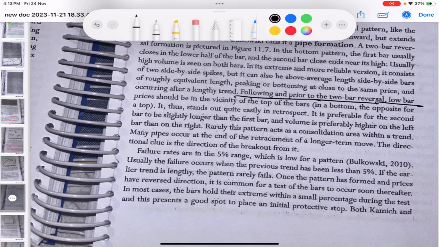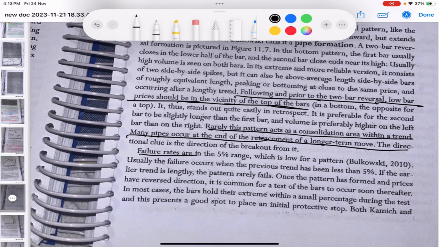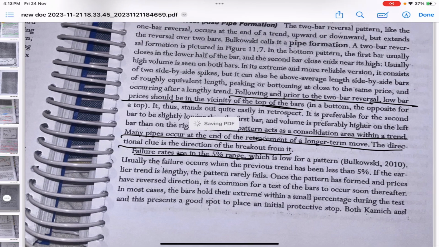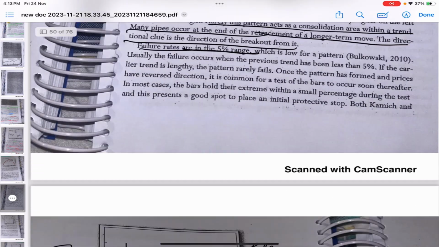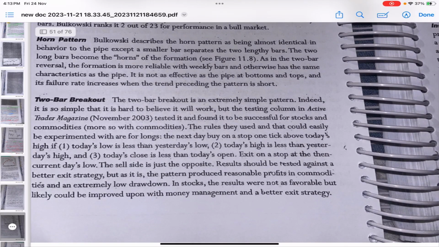Following and prior to the 2 bar reversal, low bar prices should be in the vicinity of the top of the bars. So this pattern acts as a consolidation, and you can basically take a trade when there is a breakout from this particular pattern. Now failure rates are 5%, and usually it is said that you should use it on weekly charts because they work the best on weekly charts. So that is my 2 bar reversal.